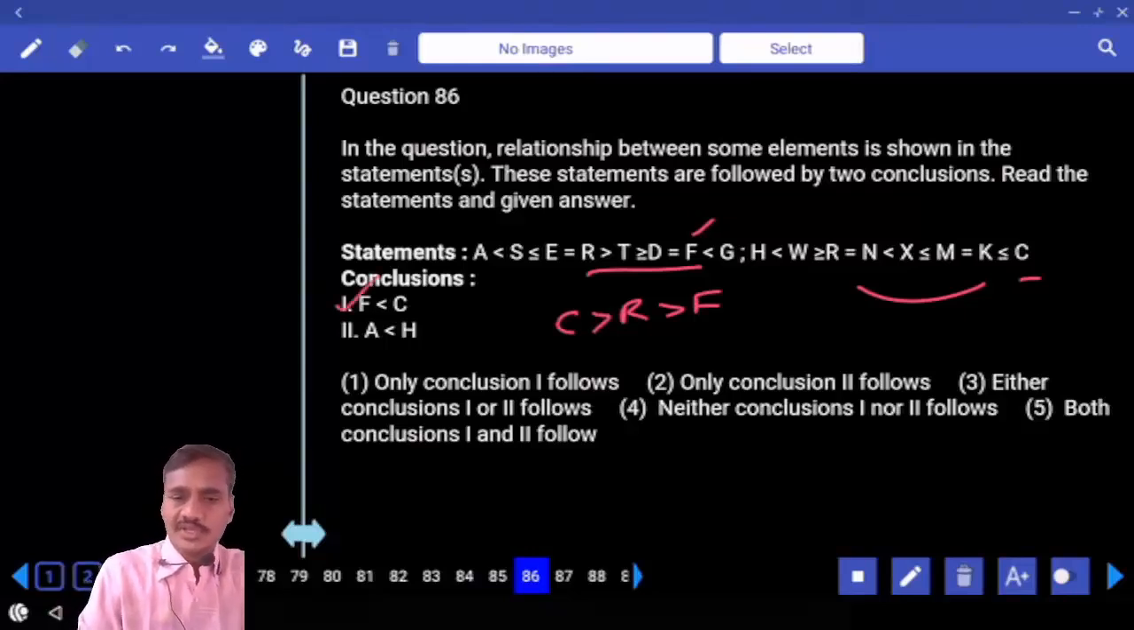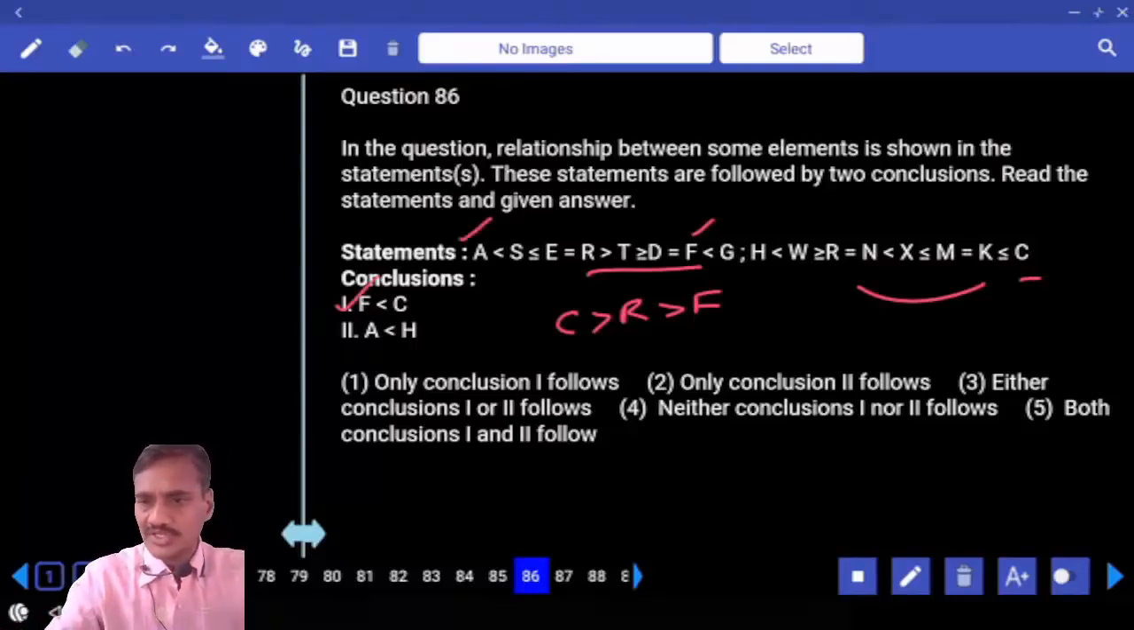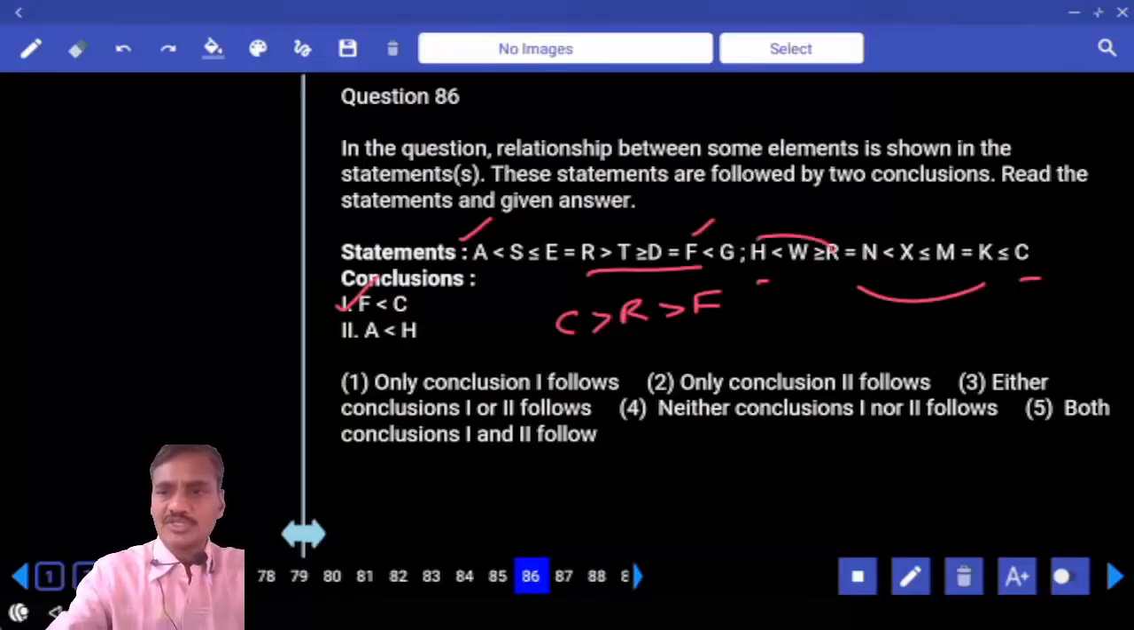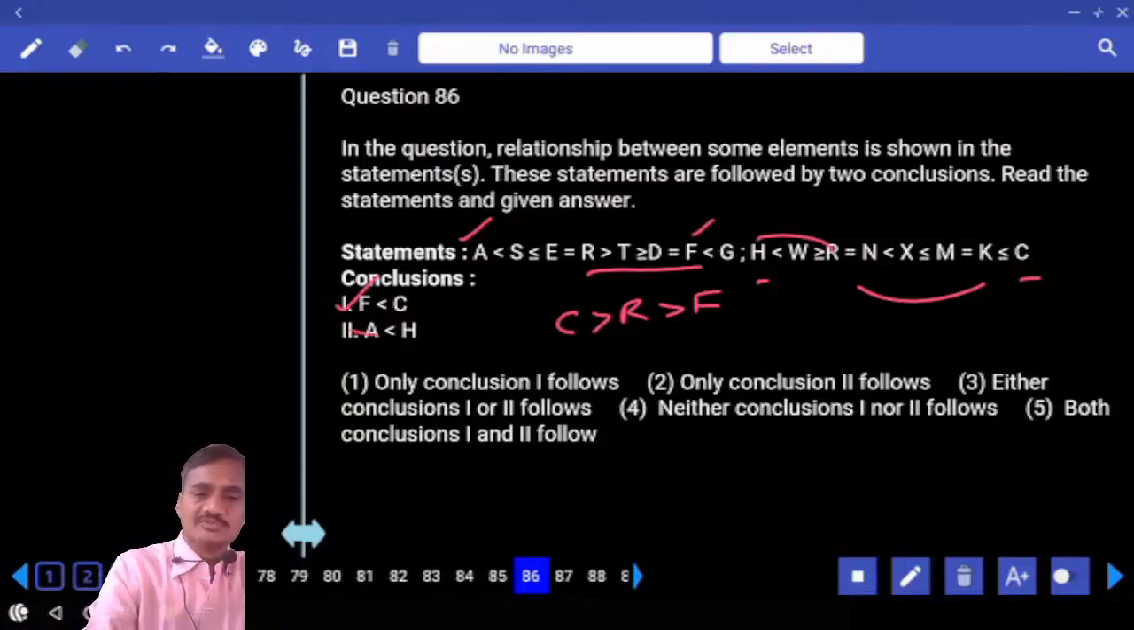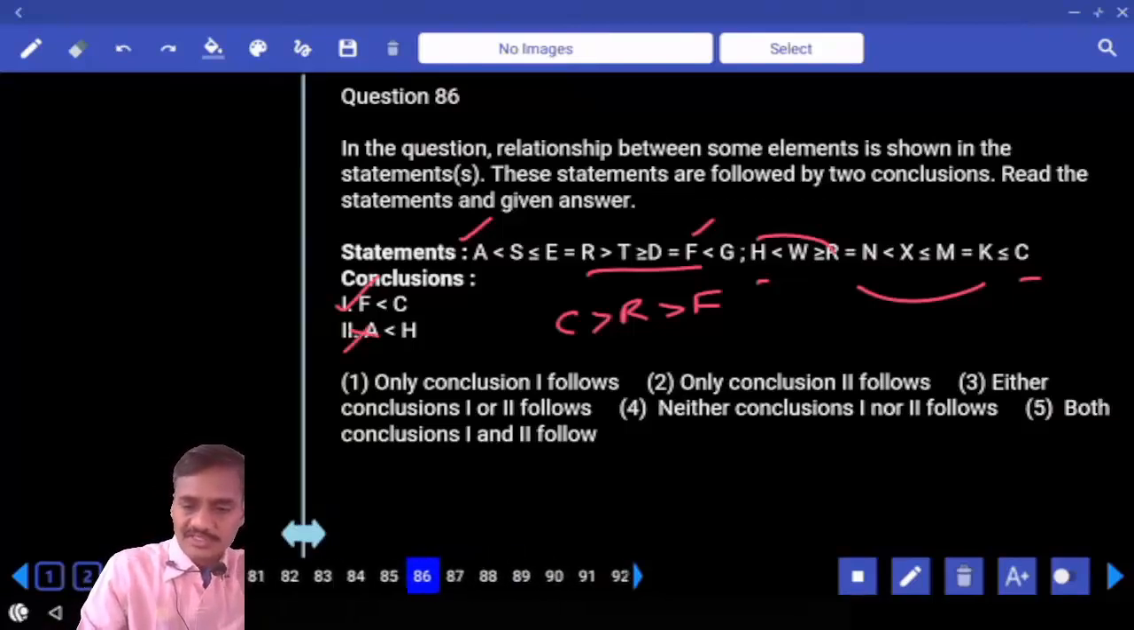Then first one, and coming to the second, A and H. A is here and where is your H? H is somewhere here. That means A to R, R to H. A to R, R to H, opposite symbol. Opposite symbols existing between these two, no relation. Hence what is your answer? Only one alone.